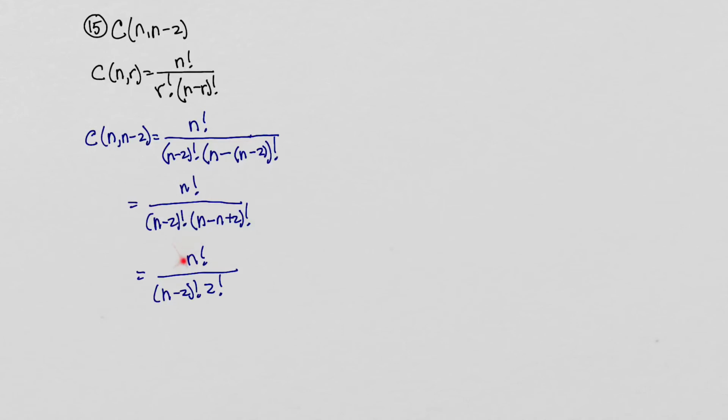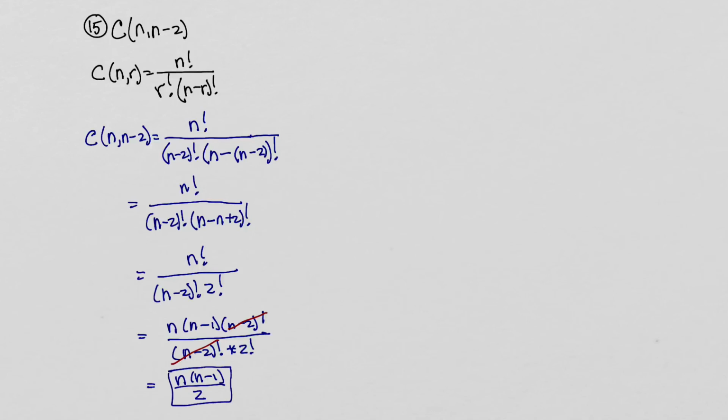Now on the top, let's break this top down until we get to n minus 2, and then we'll factorial that and be able to cancel. So we're going to get n, 1 less, n minus 1, 2 less, n minus 2, but that matches our bottom, and it goes all the way down, so we're going to factorial that, over n minus 2 factorial times 2 factorial. These n minus 2 factorials cancel, and we are going to be left with n times n minus 1 all over 2 factorial, which is 2.